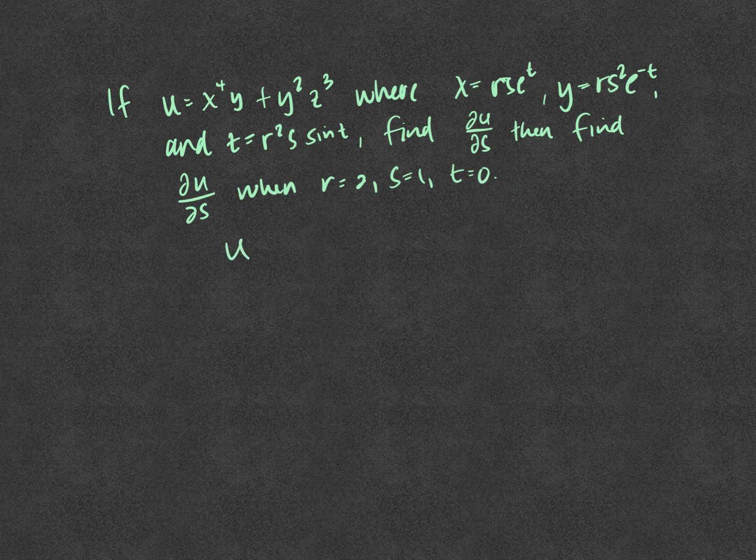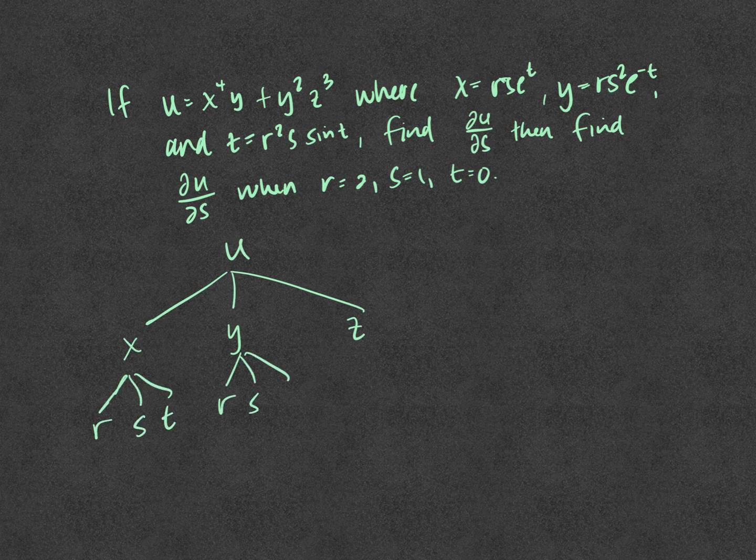We start with u, and u has three values here, x, y, and z. And then x has three values, r, s, and t. And y has three values, r, s, and t. And z has three values, r, s, and t. But we're only finding the partial with respect to s. So that's this one.